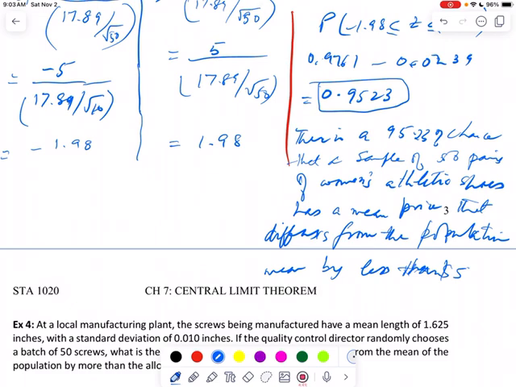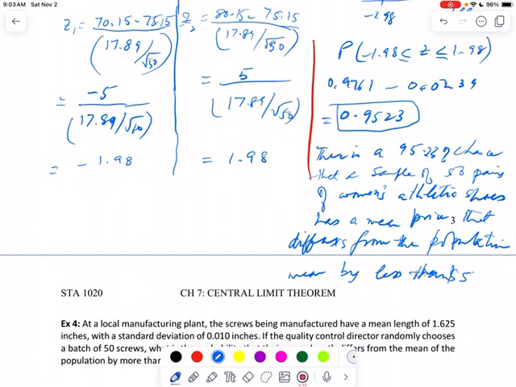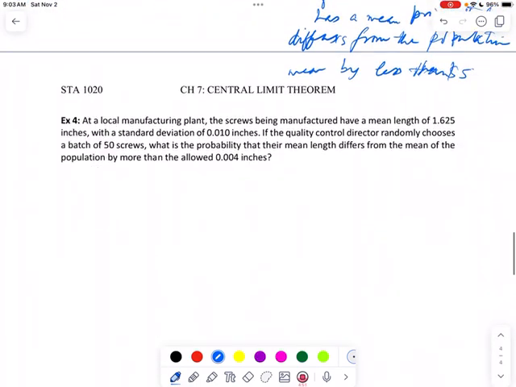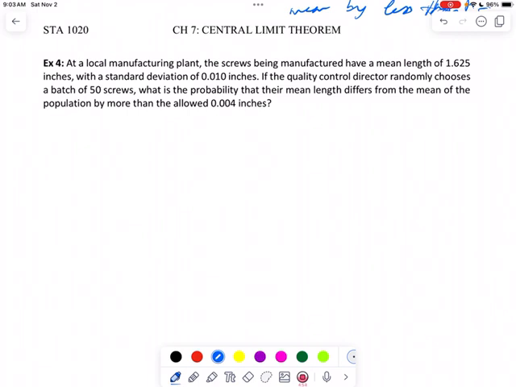Now let us look at the next example, last one here, example number 4. And now I will show you that trick that I mentioned. So this is saying at a local manufacturing plant, the screws being manufactured have a mean length of 1.625 inches. So mu is 1.625 inches with a standard deviation of 0.01 inches.